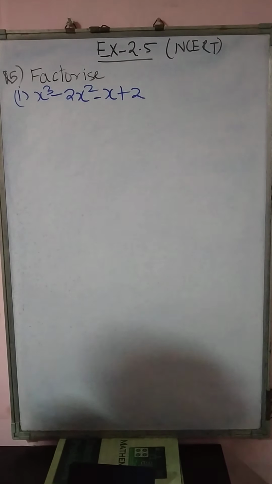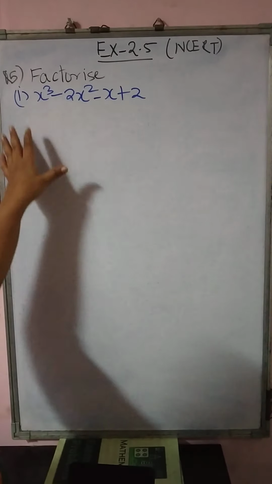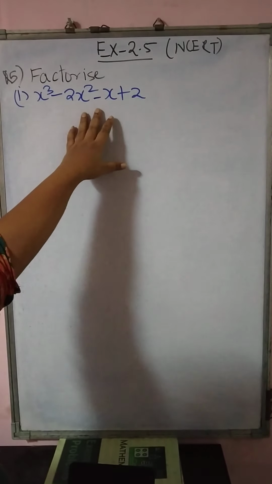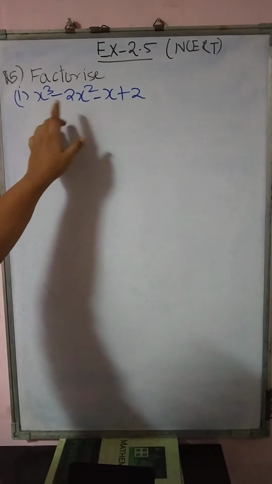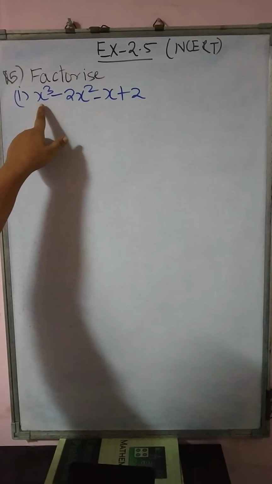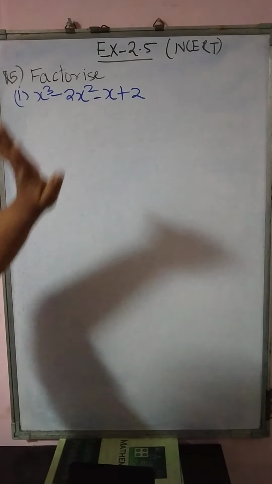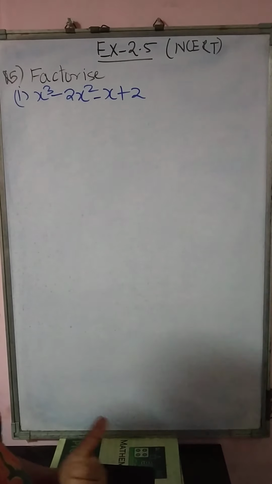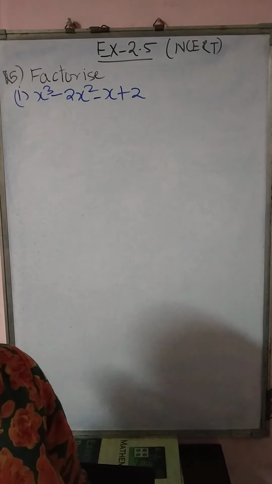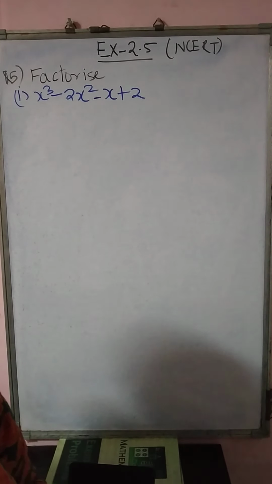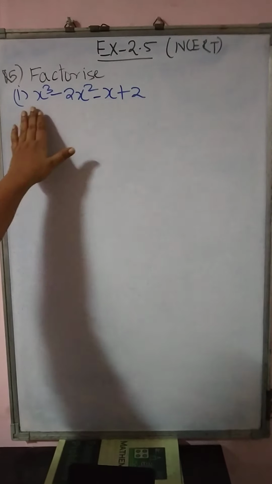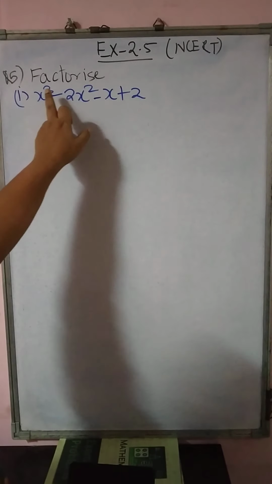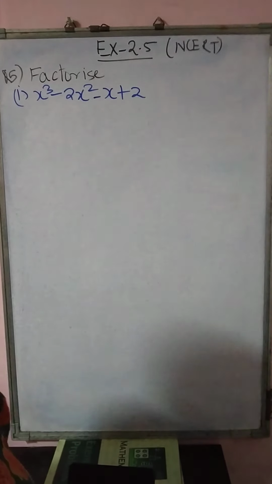Okay. So first of all, this is which type of polynomial? This is a cubic polynomial because the degree of the variable is 3 here. For a linear polynomial, the degree is 1, so it will have 1 zero. For a quadratic polynomial, the degree is 2, so it will have 2 zeros. In the same way, for a cubic polynomial, the degree is 3, so it will have 3 zeros.